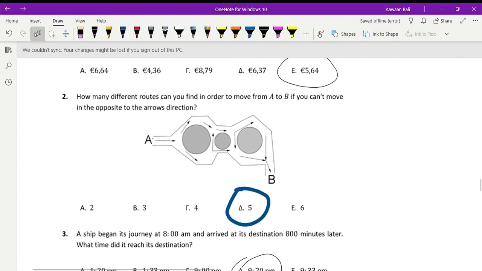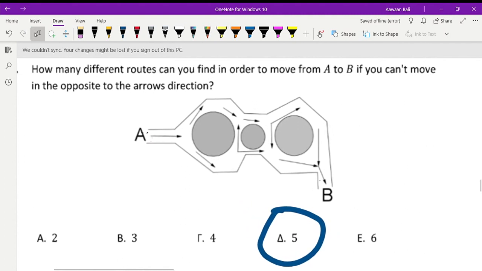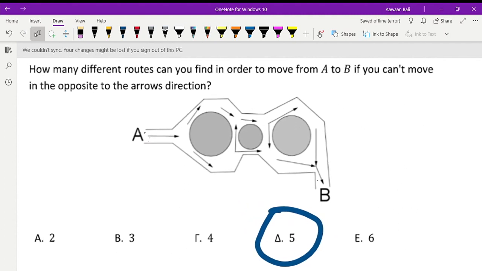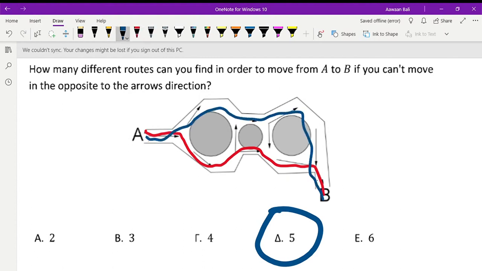How many different routes can you find in order to move from A to B if you can't move in the opposite direction to the arrows? So what you do is that when you look at A, you just follow the arrow. So we have 1 path. So we go this way. Easy, right? And we follow the path. And then you could go this way too. However, now we can make a merge between both roads. Like, let's say we do this. That also works. And let's say we do this. That also works. We have 4.